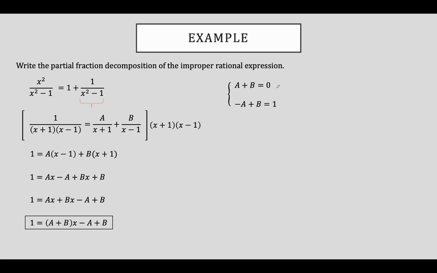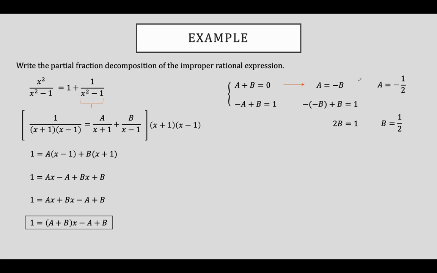I use substitution where I isolated a here. A is equal to negative b. I can now substitute that into my second equation. That gives me negative 1 times negative b plus b equals 1. Negative and a negative, when I multiply those, they give me a positive. B plus b is 2b equals 1, which means that b is equal to 1/2. And if b is equal to 1/2, I can back substitute that into this equation here, leaving me with a is equal to negative 1/2.